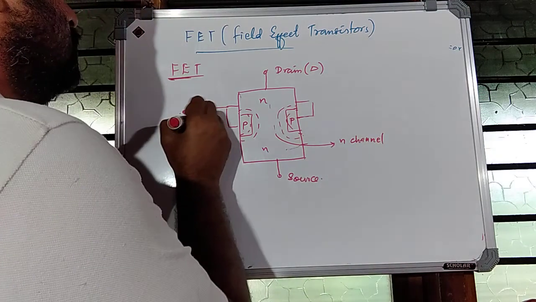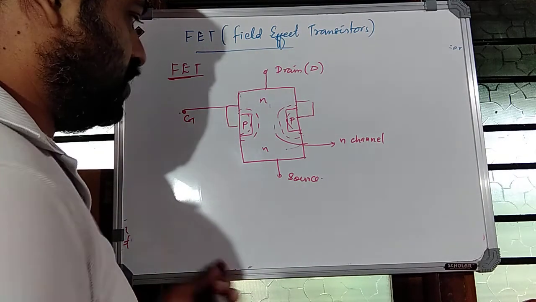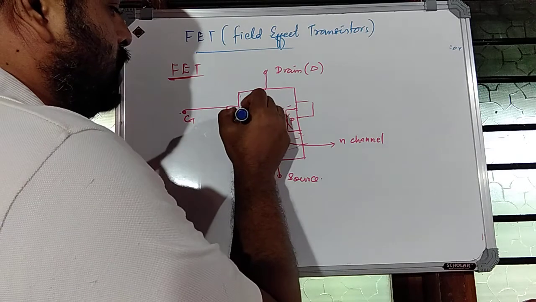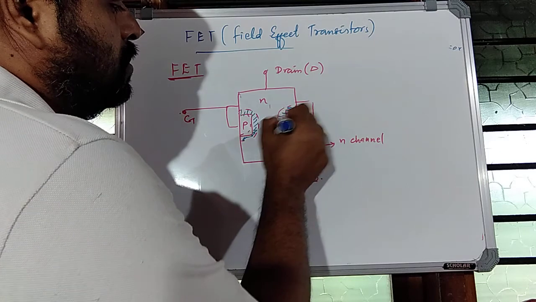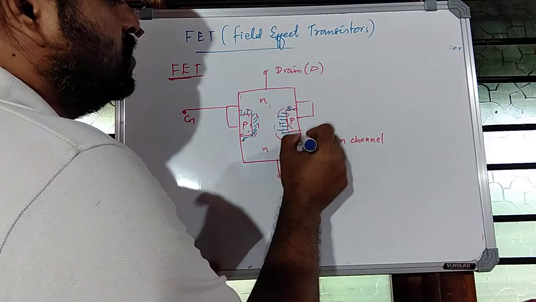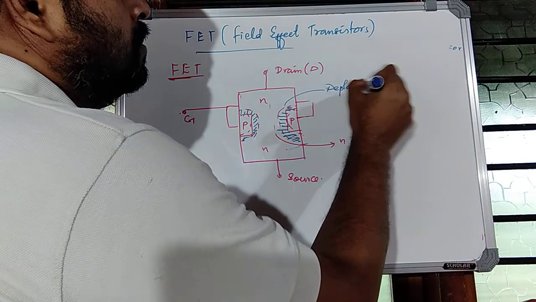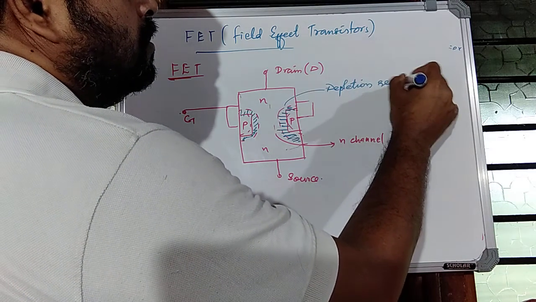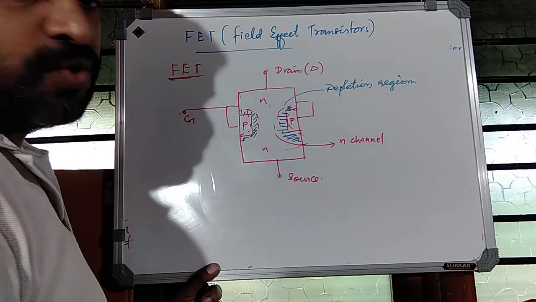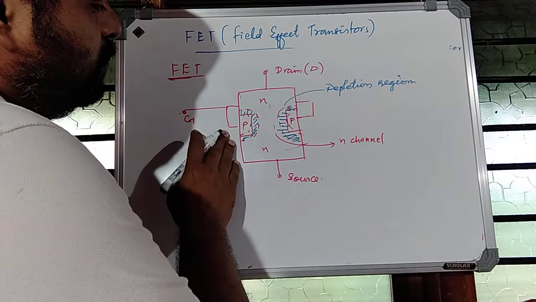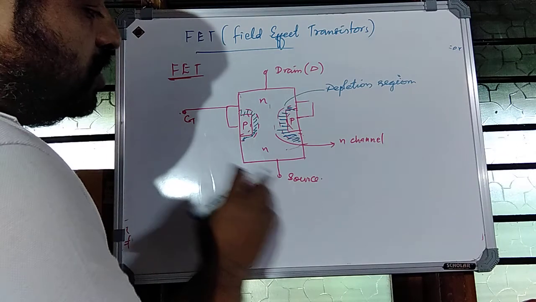The P terminal is the gate. So there will be a depletion region between the P-type gate and the N channel, like this. This is the depletion region. So when we apply VGS, gate to source voltage, which is reverse bias voltage, that is gate is connected to negative terminal with respect to source.